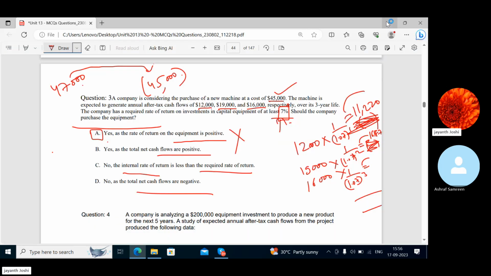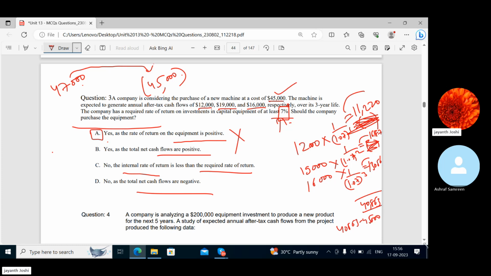Yeah, so second one, yes, the total net cash flows are positive. We are doing the discounted cash flow technique, so we will see whether it is positive or negative. The third year cash flow is 13,056. When I add all 11,220, 16,587, and 13,056, it is 40,863. So when I see the difference between 40,863 and 45,000, it's a negative cash flow, right?